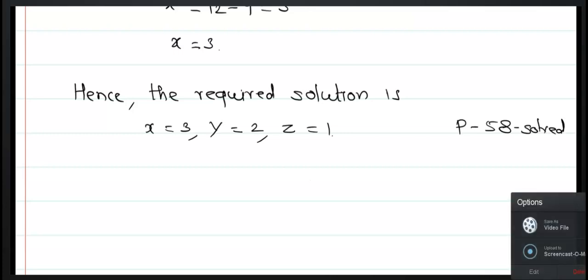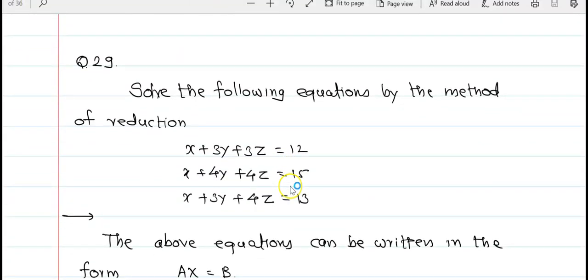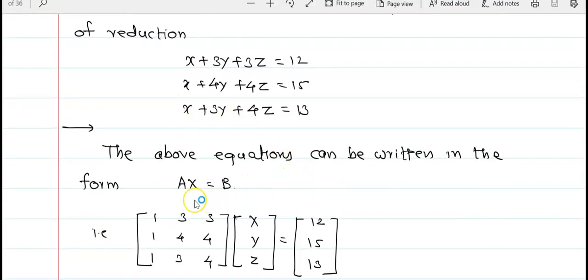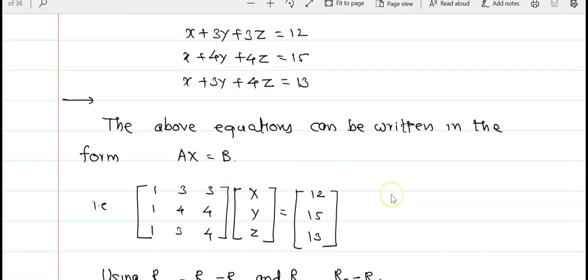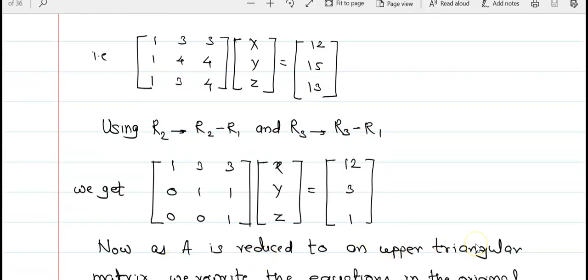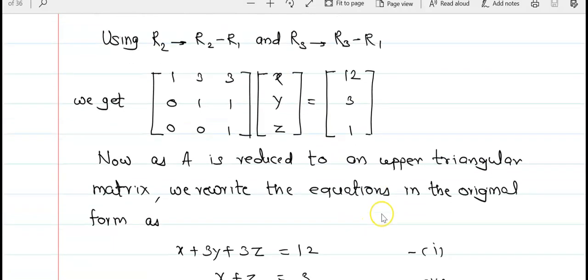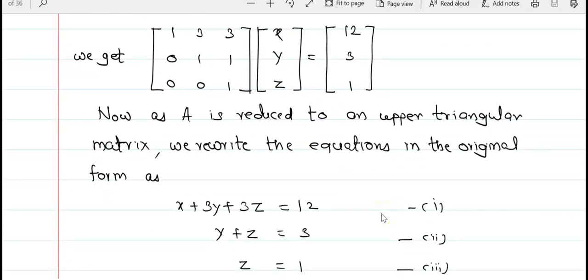It is on page number 51, and it is a solved question from the textbook. Now see here. These are the equations, in the form AX + B. Only by using this single operation, that R2 changes to R2 minus R1 and R3 changes to R3 minus R1, A is reduced to the upper triangular matrix. We write it like this: x + 3y + 3z = 12, y + z = 3, and z = 1. Substitute the value of z, you will get y. Substitute the values of y and z, you will get x.